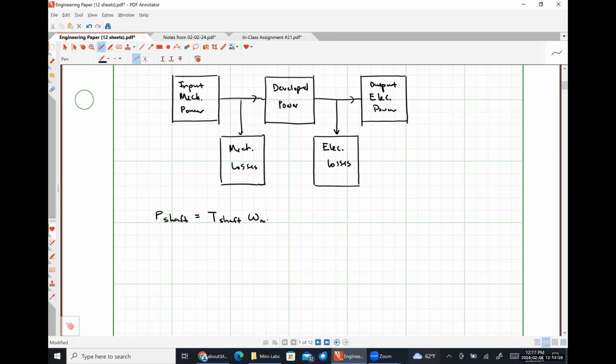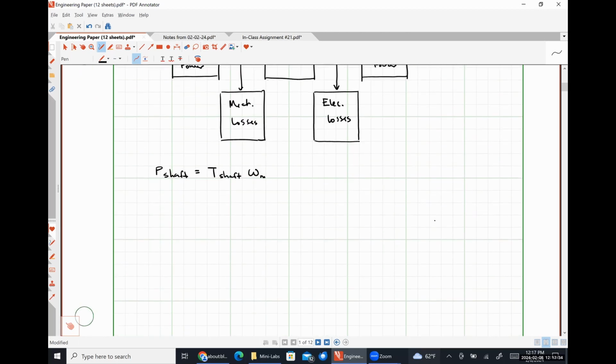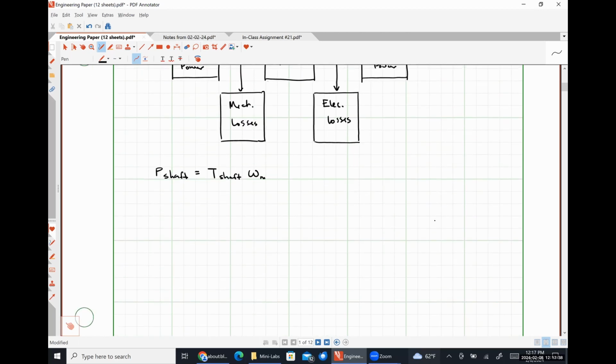For our electrical power, this is going to look like three times the magnitude of our phase voltage times the magnitude of our phase current cosine the angle theta, where, just to be super clear here, this bit is nothing more than the power factor at which our electrical side is operating.